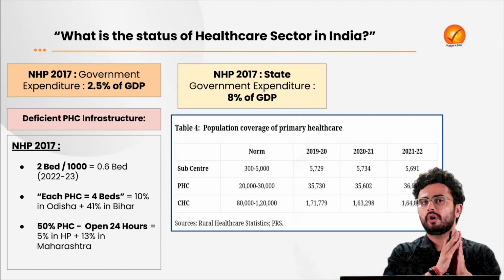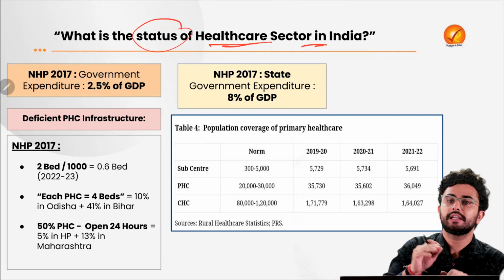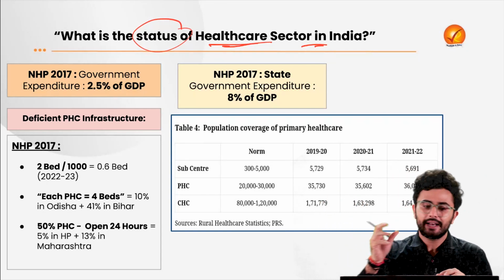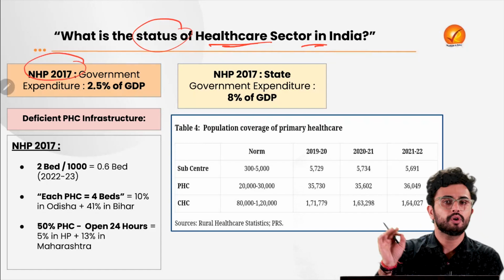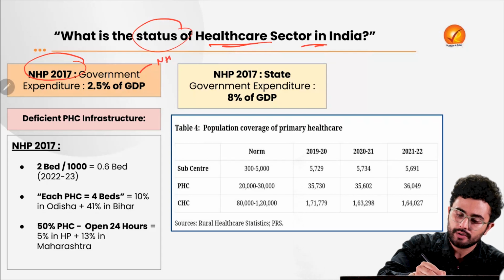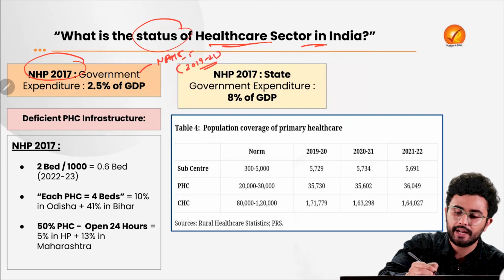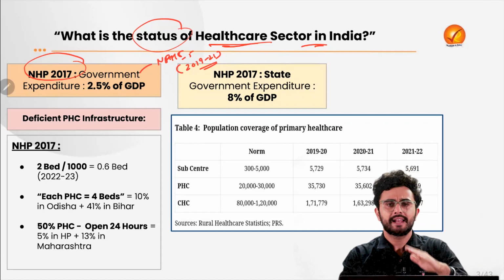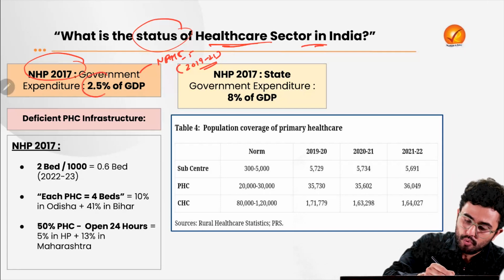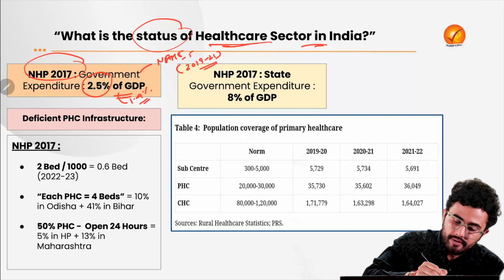On the basis of this argument, let's first try to understand the status of the healthcare sector in our country. For that purpose, we are going to take the directives provided by the National Health Policy of 2017 and compare them with the recent data provided by the National Family Health Survey 5, conducted between 2019 and 21. The NHP 2017 directed the government to increase its expenditure up to 2.5% of GDP. At that time it used to be around 1.4%.